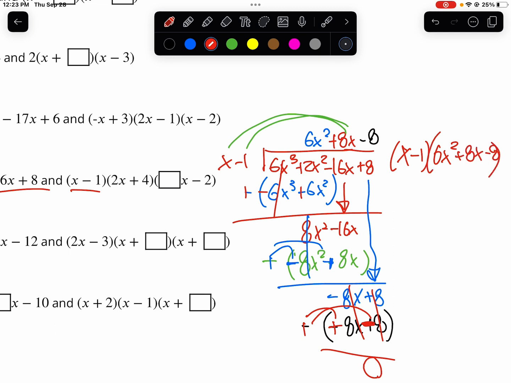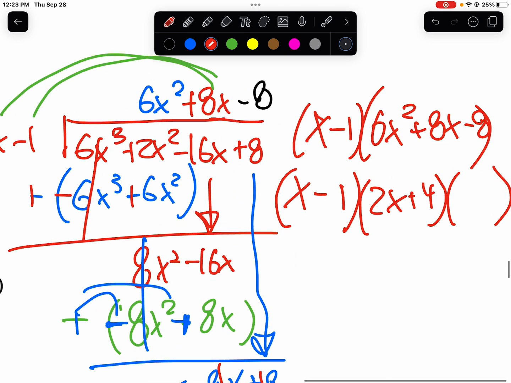Okay? Now I know on this I'm going to have 2x plus 4 as one of the factors. And now I have to figure out what the other factor is going to be. So I need two numbers that multiply to 6x squared. I already have 2x, so I know the other one's going to have to be 3x. I need this 4 times something to give me negative 8. It's going to have to be negative 2.